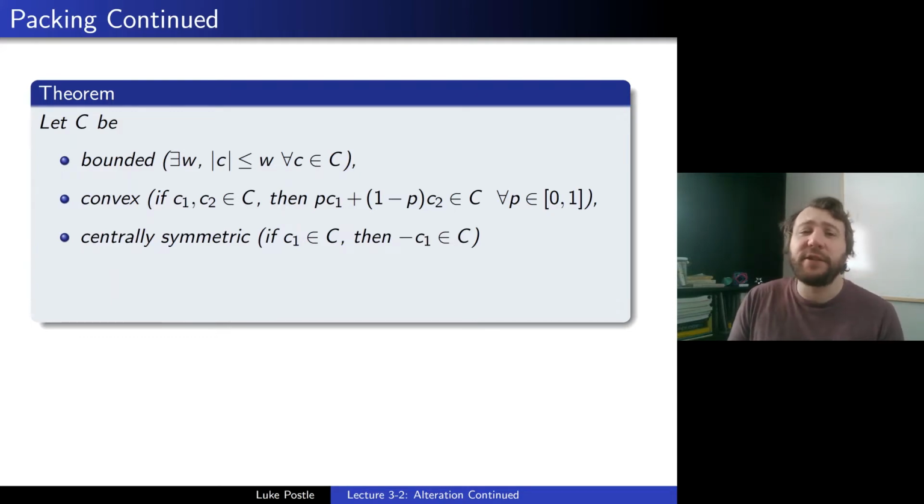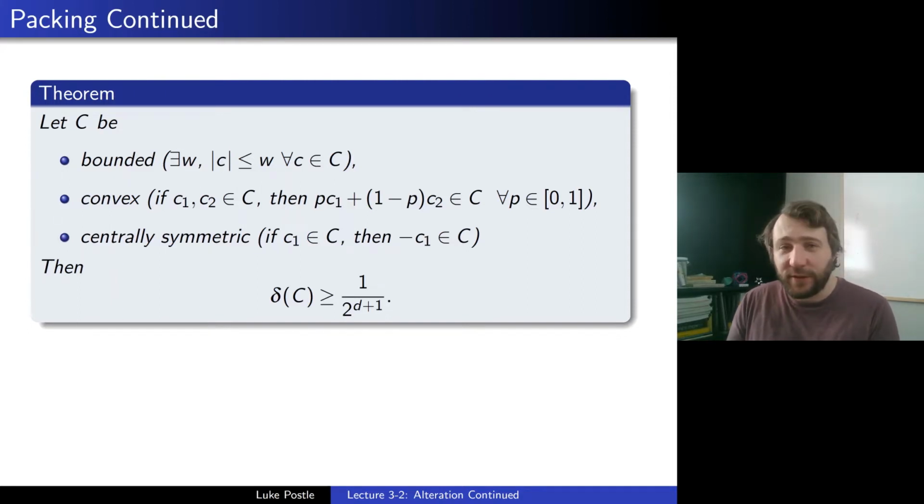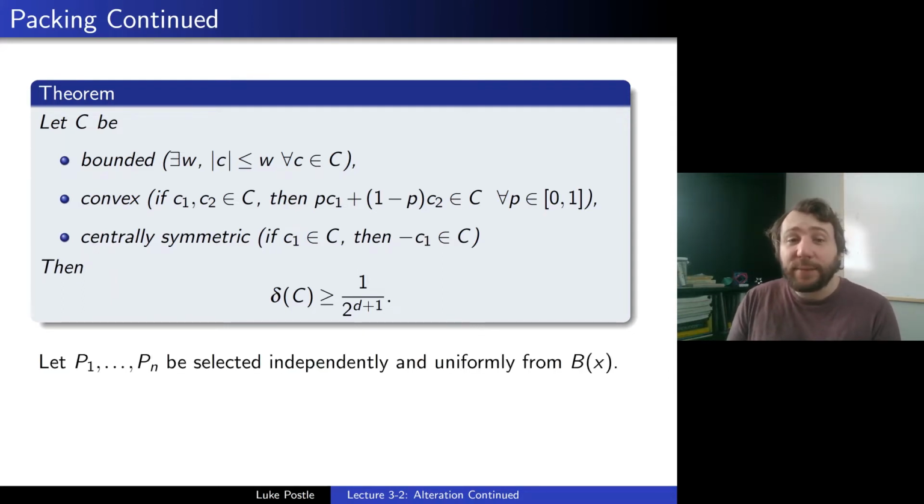We'll let C be bounded, convex, and centrally symmetric. And we claim actually you can get a nice lower bound on this packing constant that is only determined by the dimension of the space. Namely, delta of C is at least 1 over 2 to the d plus 1. So we can cover a rather good proportion of space, only depending on the dimension of the space. All right, so how will we proceed with this? We're going to let p1 to pn be selected independently and uniformly from B of x.